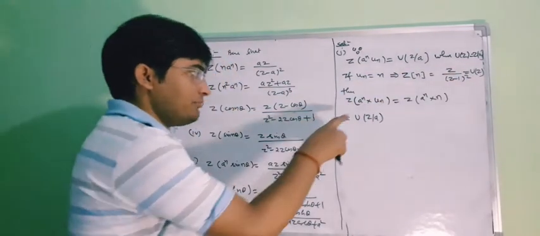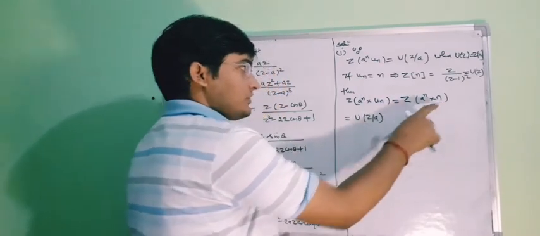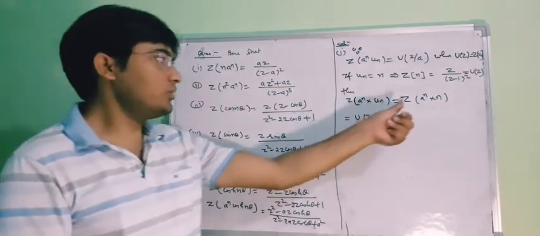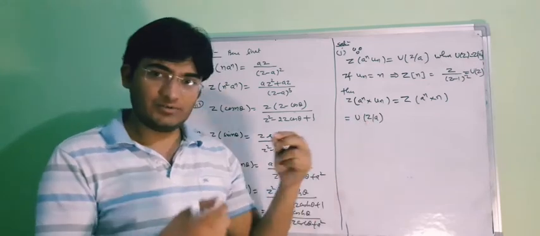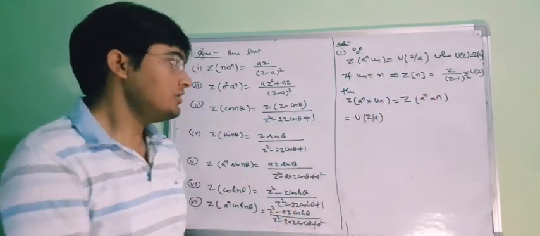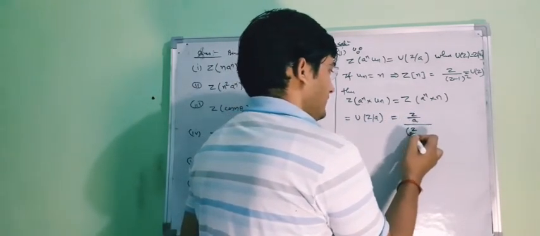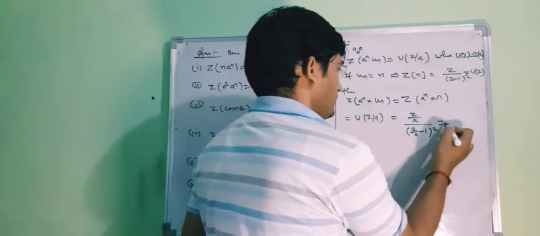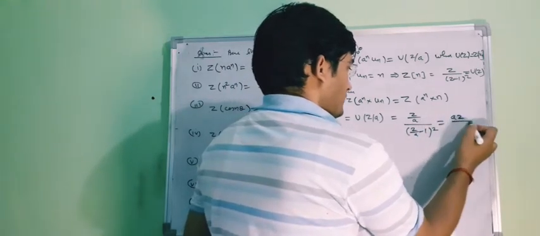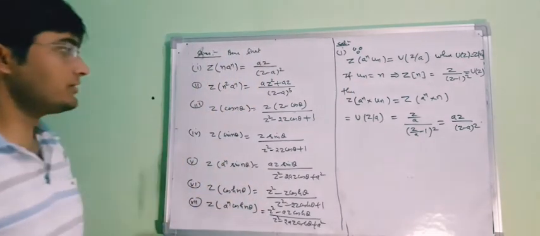Now in our damping rule, our un is n, so that means this will be equal to uz by a. That means we have to replace our z by z by a in uz. So this is equal to z upon a upon z upon a minus 1 whole square. So your answer will be az upon z minus a whole square. So this is your first part.